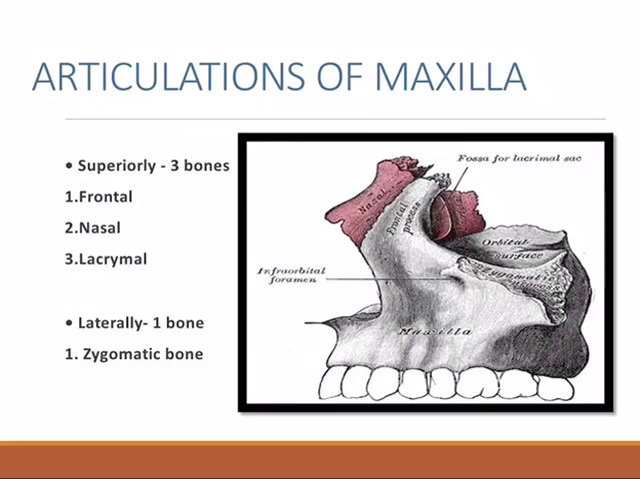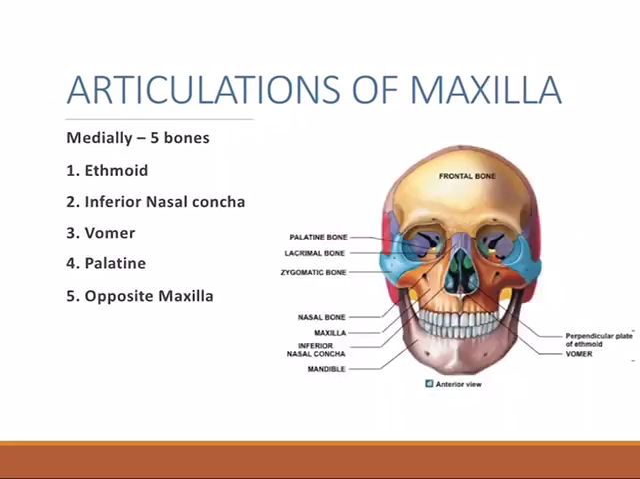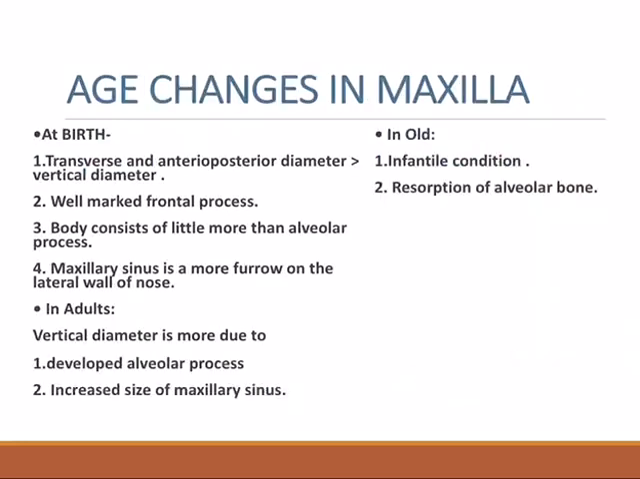Articulations of maxilla. Superiorly, three bones named as frontal, nasal and lacrimal. Laterally, only one bone named as zygomatic bone. Medially, five bones: ethmoid, inferior nasal concha, vomer, palatine and opposite maxilla, and can be seen from the diagram for better understanding.